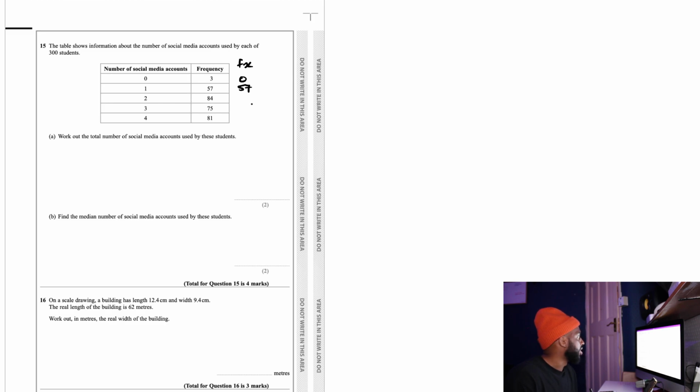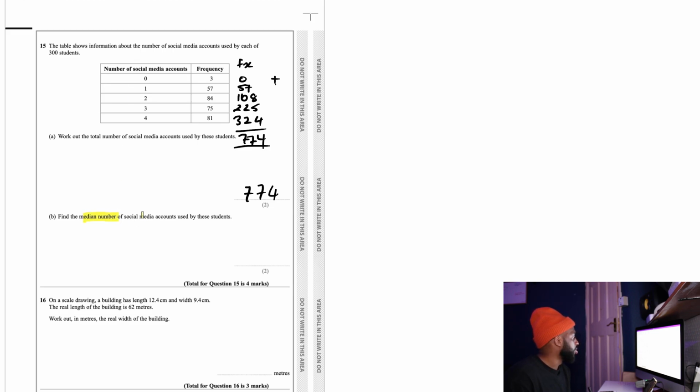57 times 1 is just 57. 2 times 84 is going to give us 168. 75 times 3 is going to give us 225. And then 81 times 4 will give us 324. Totals of social media. Then we're going to add all these values together to find our answer. So we add all of these up and we get 774. So that's our answer for the first part. 774.